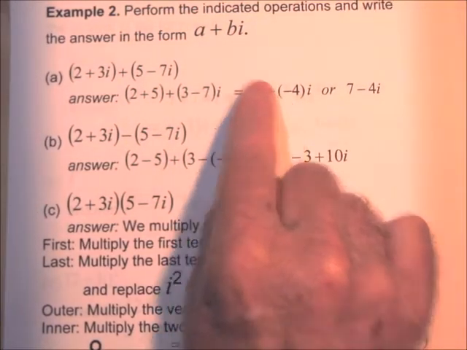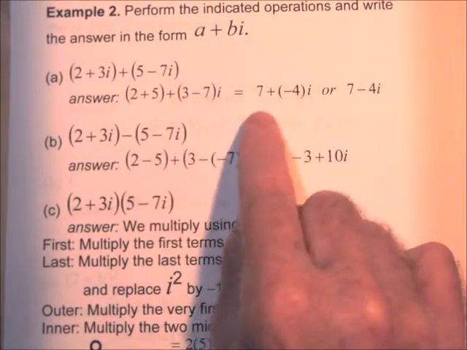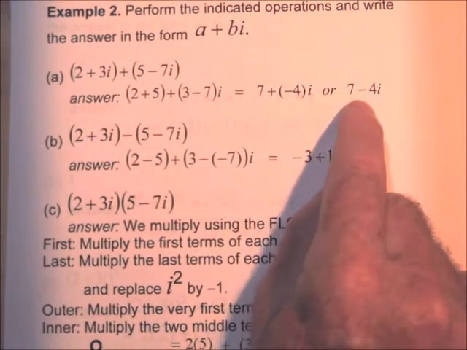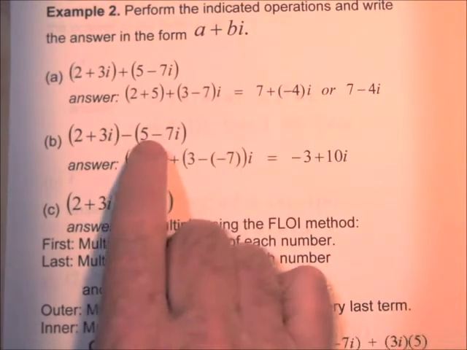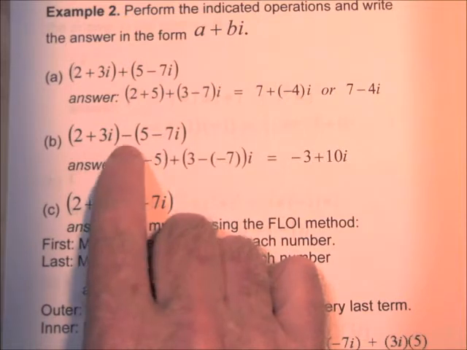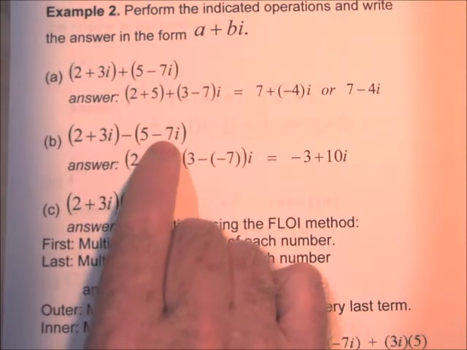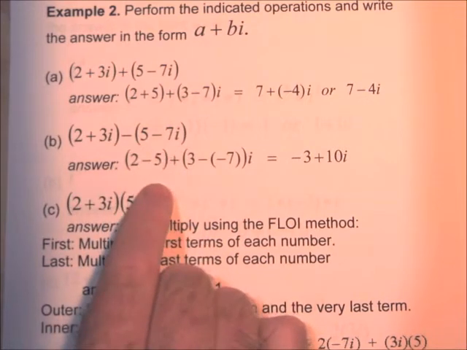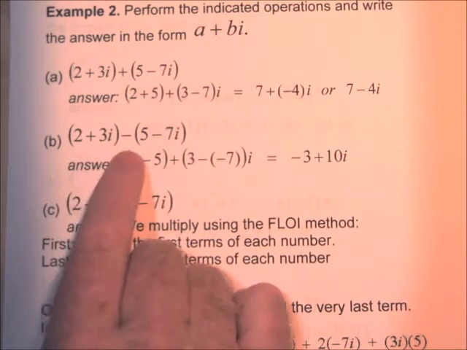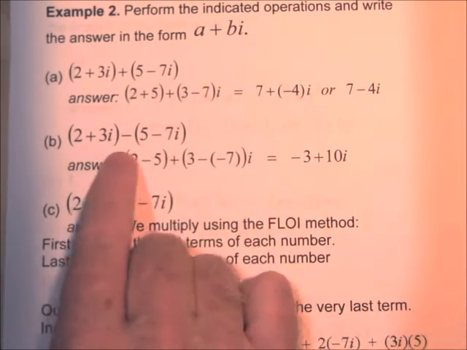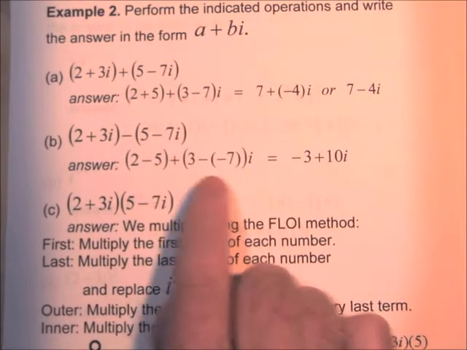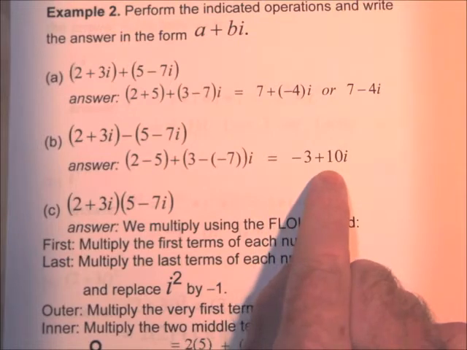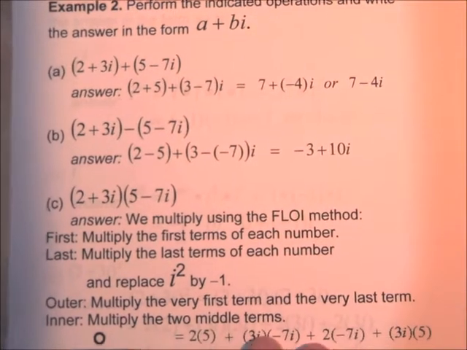or you could write it as just 7 minus 4i. Technically, to match this form exactly, you have 7 plus negative 4i, but it's often written as 7 minus 4i. Part B, we have the same expression with a minus sign in between. So now we want to subtract the real parts and subtract the imaginary parts. So 2 minus 5 is negative 3. 3 minus a negative 7 is the same as 3 plus 7, which is 10. So the answer is negative 3 plus 10i.